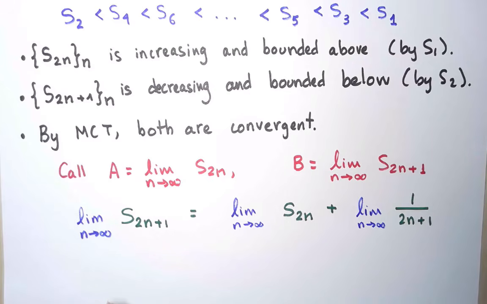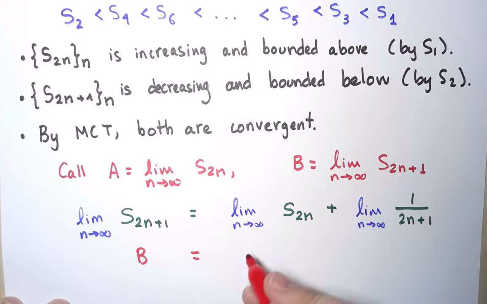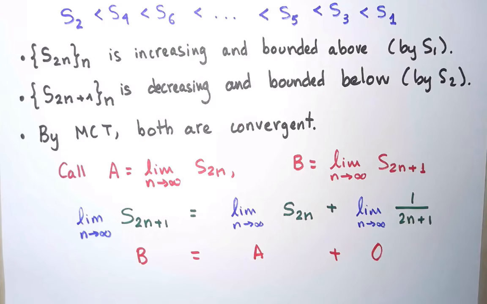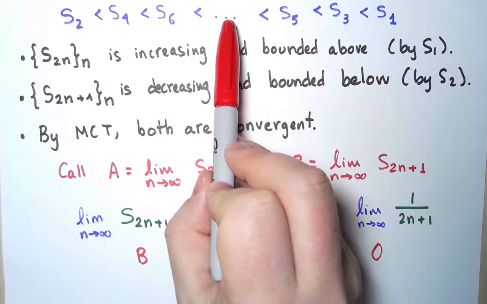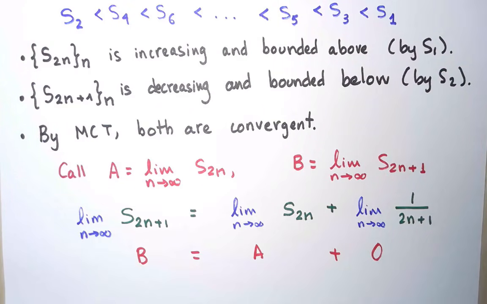And I conclude that the limit of the sequence of odd partial sums, that's b, equals the limit of the sequence of even partial sums a, plus the limit of the term, which is 0. And so the even and odd partial sums converge to the same number. And I want to say from there that therefore the full sequence of partial sums also converges to the same number.